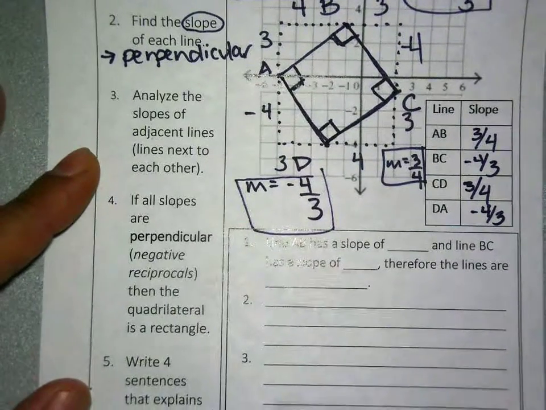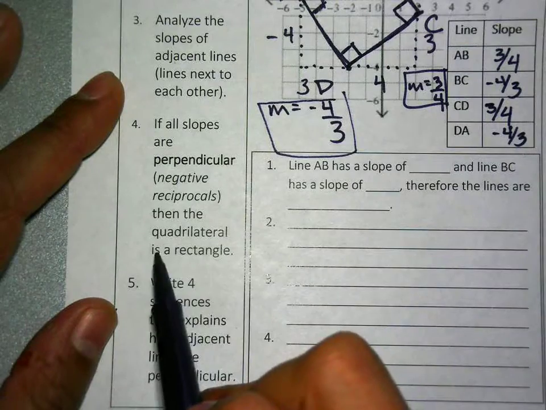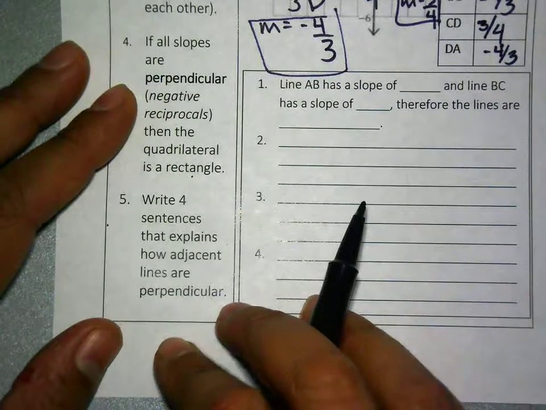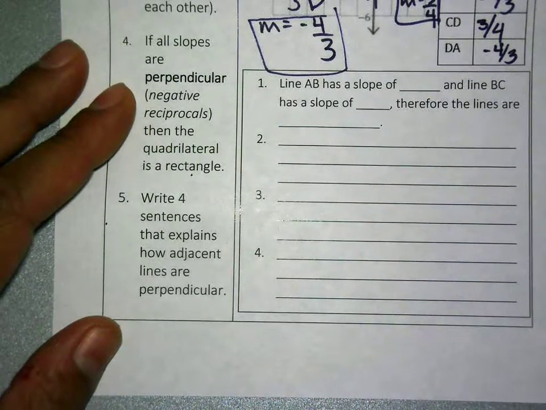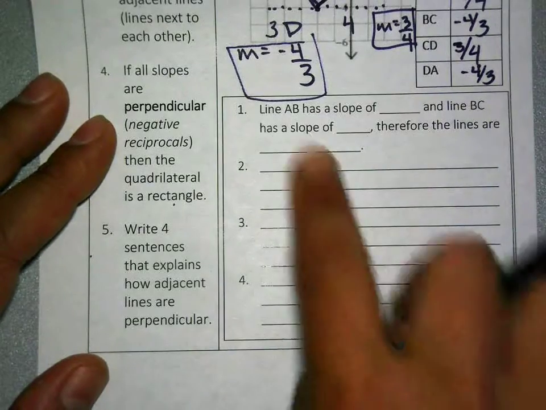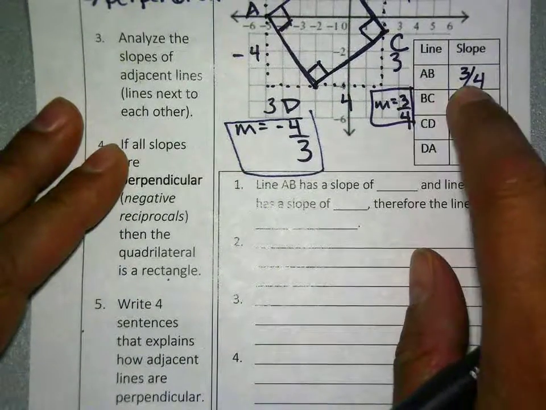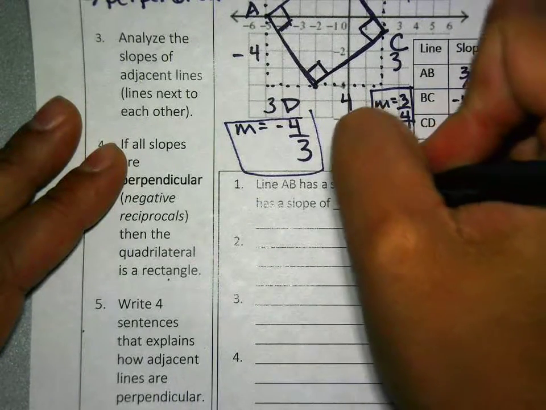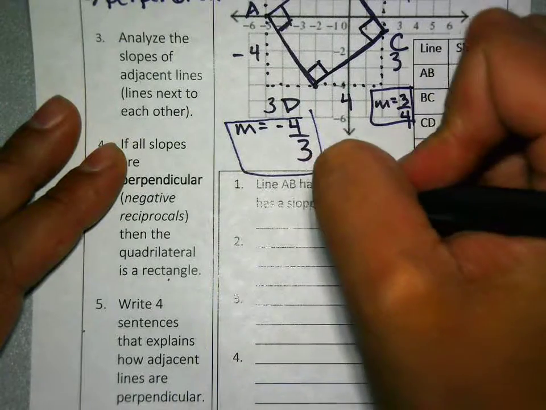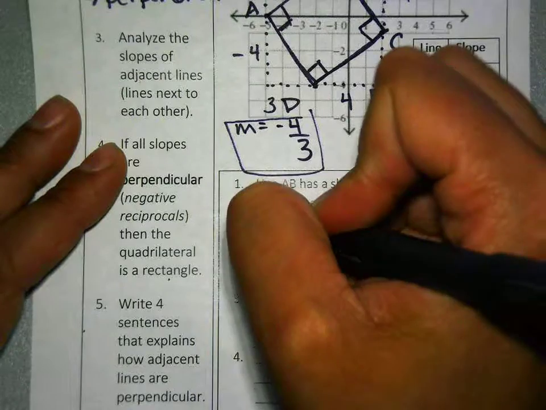So we've analyzed our slopes. If all the slopes are perpendicular, then the quadrilateral is a rectangle, so we know that. And how adjacent lines are perpendicular. So for my first one, I've given you a sentence starter to help us out. Line AB has a slope of 3/4. And line BC has a slope of negative 4/3. Therefore, the lines are perpendicular.